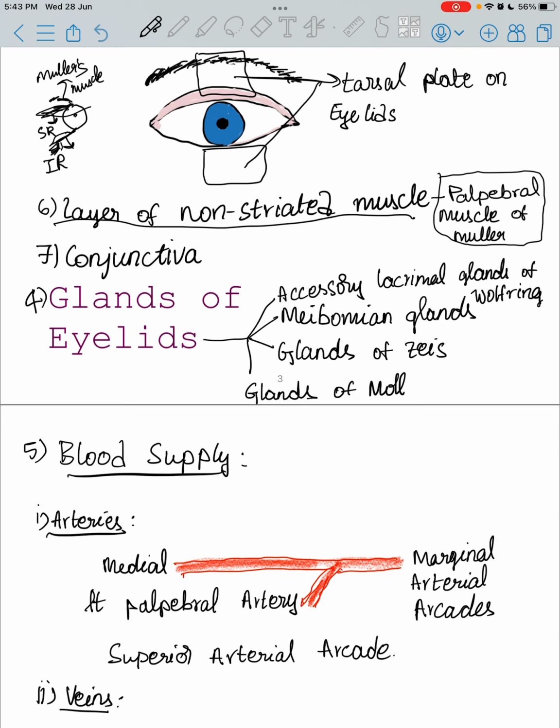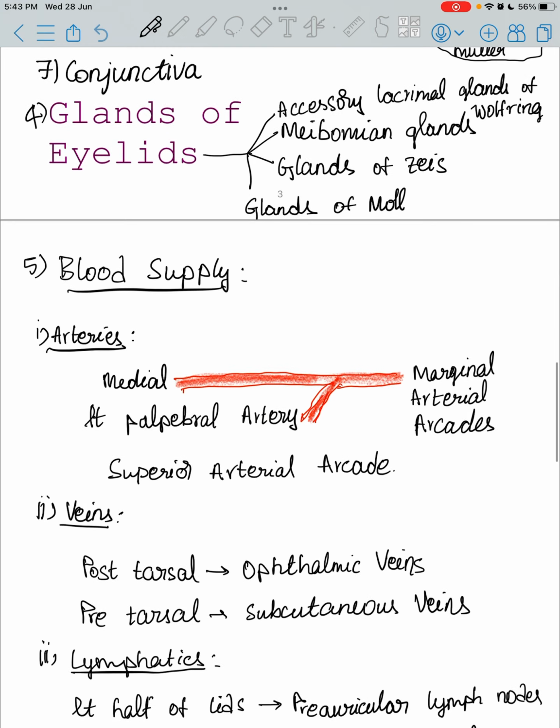Glands of Zeiss, they are also sebaceous glands which open into the follicles of eyelashes. Glands of Moll, they are modified sweat glands situated near the hair follicles. They open into the hair follicles or into the ducts of glands of Zeiss. They do not open directly into the skin surface. And accessory lacrimal glands of Wolfring, they are present near the upper border of the tarsal plate.